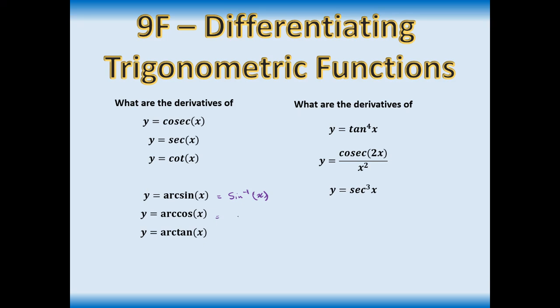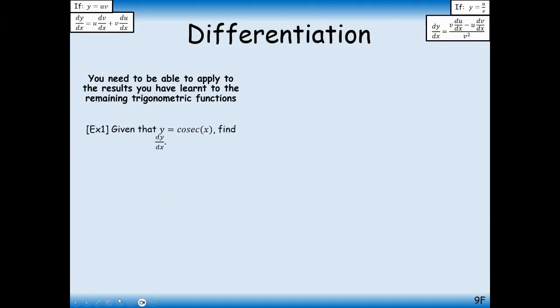Then arc cosine is inverse cos of x. Arc tan is nothing but inverse tan of x. So let's get to the core of this lecture.